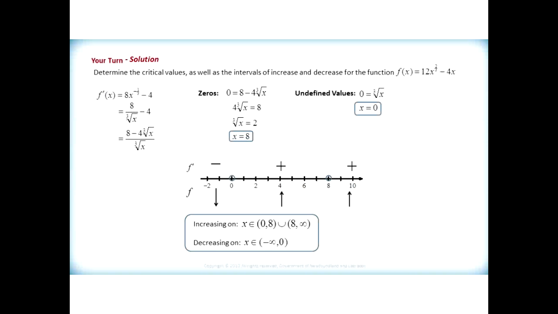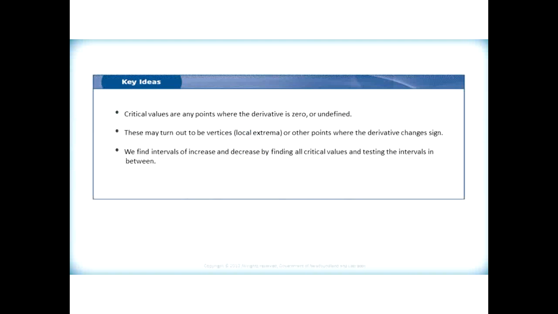So here's the solution, done in all of its gory detail with all the information that you need. So check that out, make sure you got it correct, and then we'll run through a quick breakdown of all the things that we looked at here today. So we saw critical values. There are any points where the derivative is 0 or undefined. And they may turn out to be vertices or local extreme points, or they could be other points where the derivative changes sign. So remember, they could be asymptotes or cusp points, all kinds of different things.